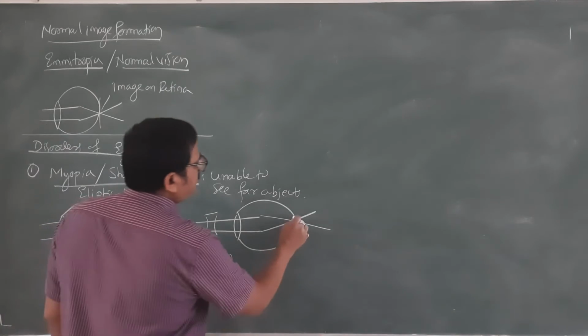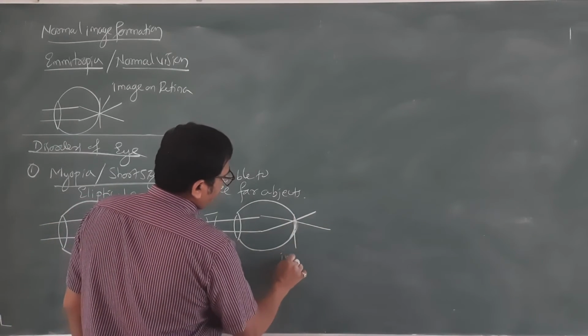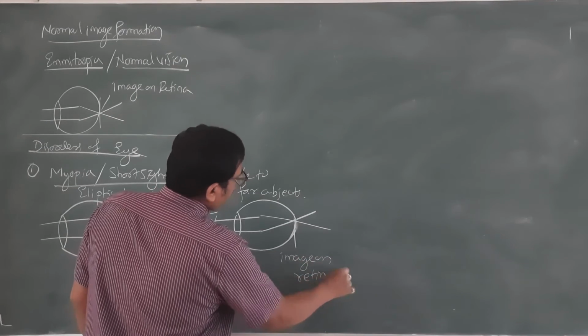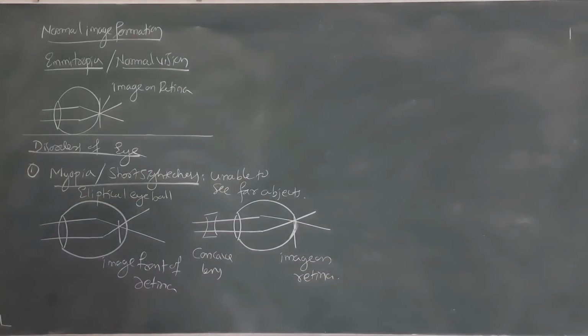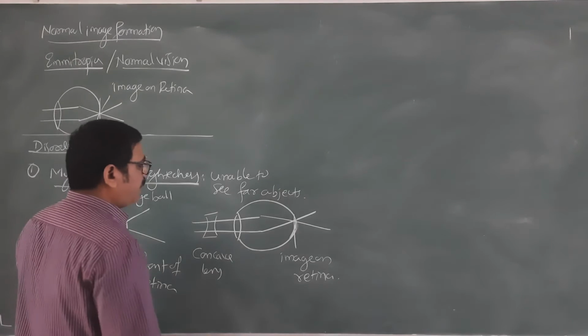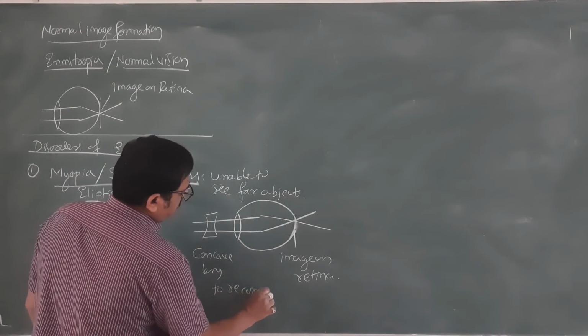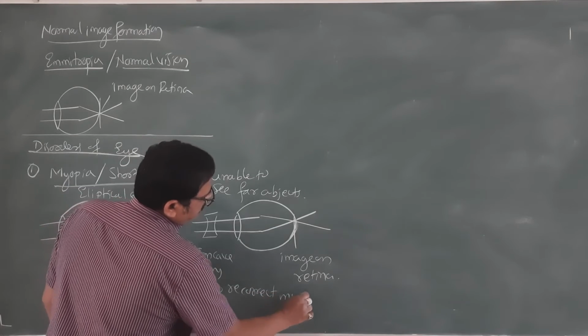And then yes, image on the retina. Image on the retina means this myopia is recorrected by using the concave lens. This you need to remember: concave lens to recorrect myopia.